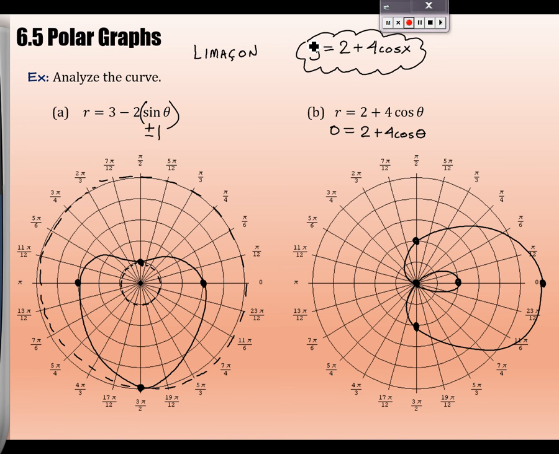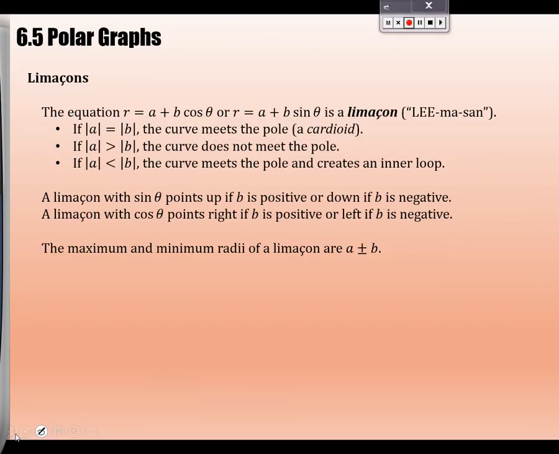All right, by the way, these rules are in your book. I just copied them. If you want to take a picture, you can.